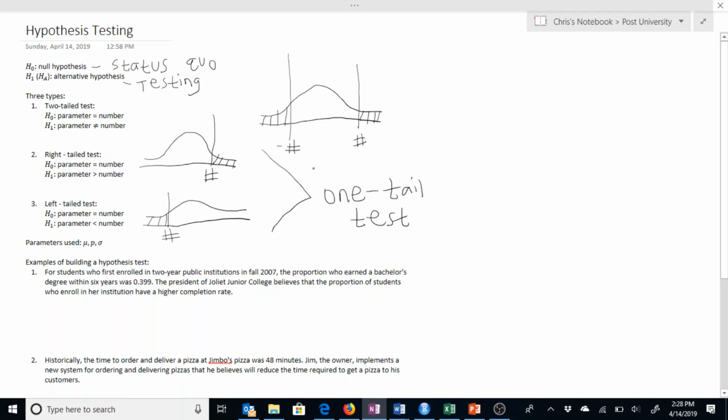So just to give the parameters that are used with these: either the mu for the mean, P for the proportion, or sigma. That's a very bad sigma. Sigma for the standard deviation.